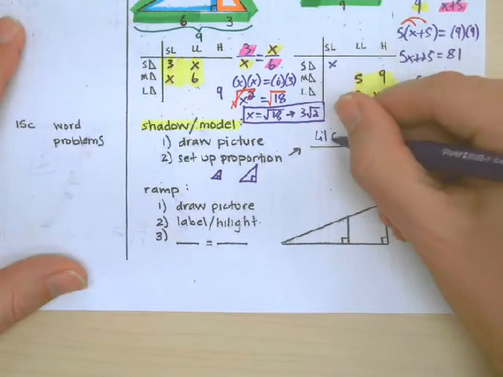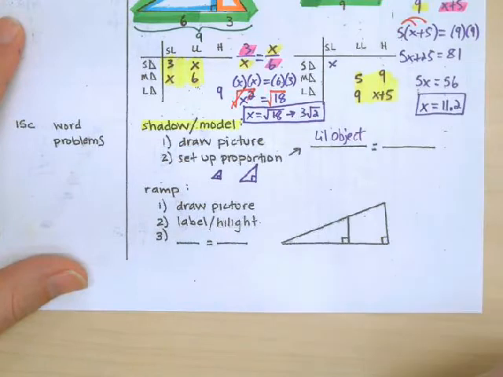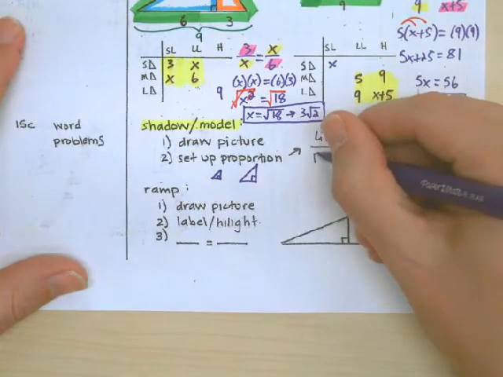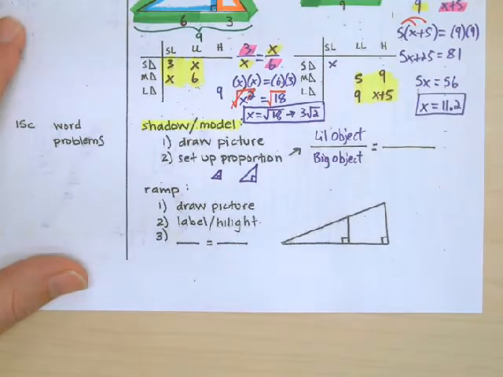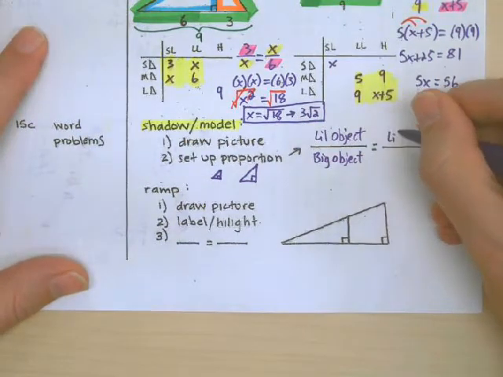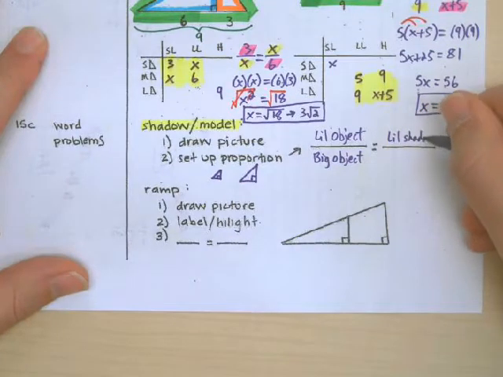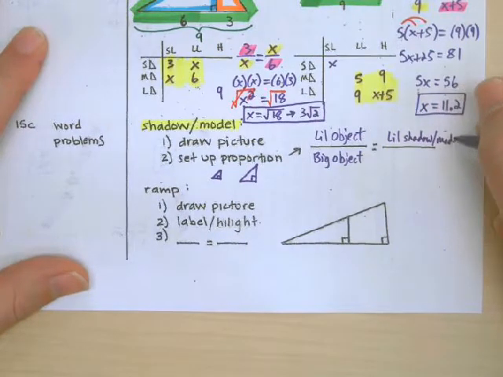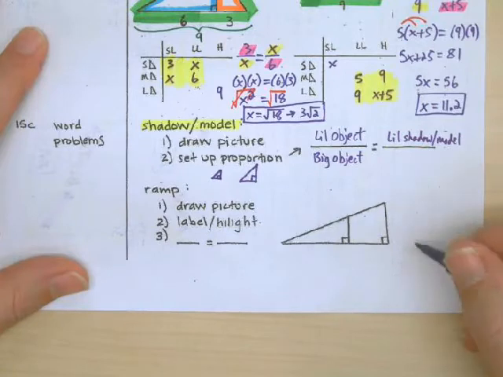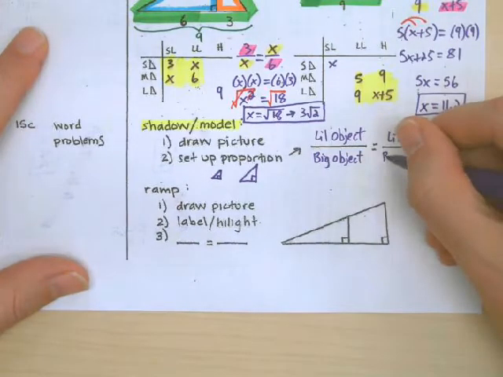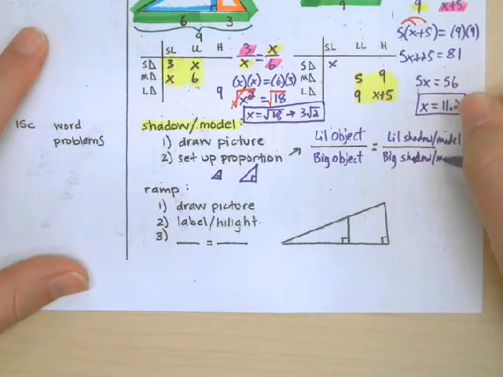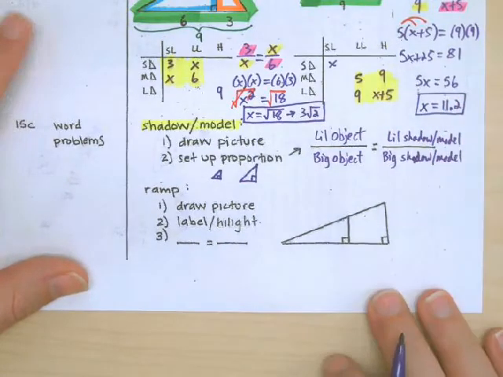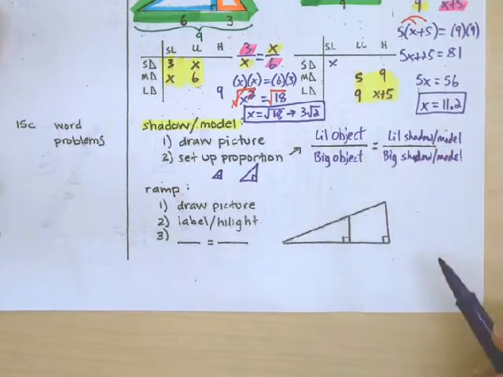You take whatever value you're given for your little object, put it in the first numerator, and then whatever value you're given for the big object in the first denominator. In the other fraction, you put the value for the little shadow or model in that numerator, and you put the value for the big shadow or model in that denominator. One of these will be a variable, so you'll end up cross-multiplying and solving from there.